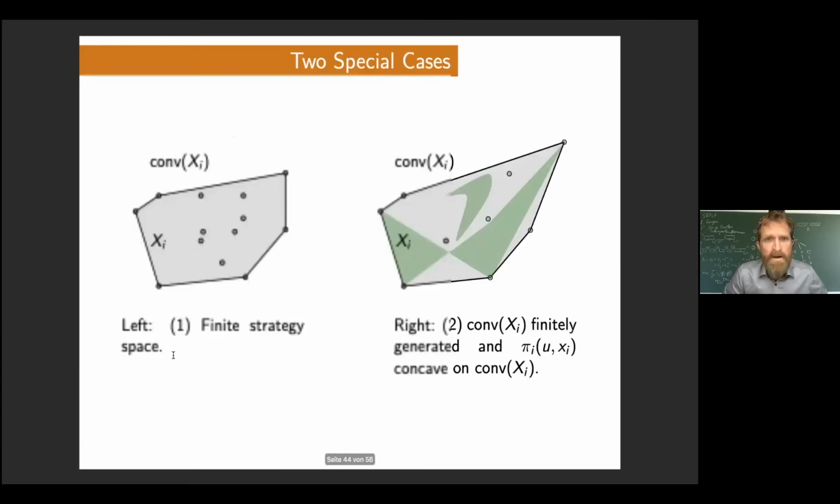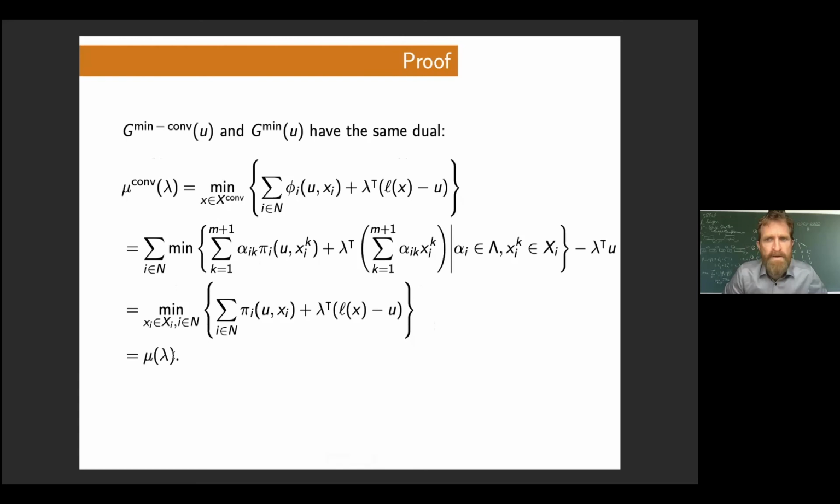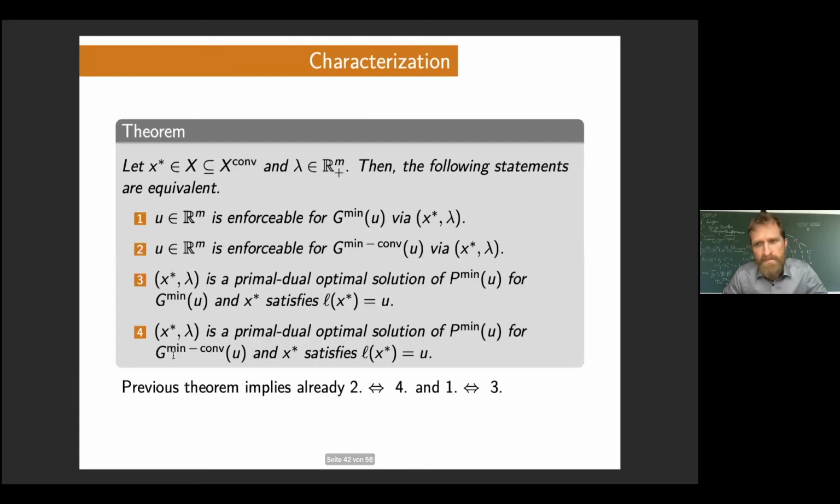So with this theorem, we connect an a priori non-convex model with a convexified model and have here a complete characterization of enforceability. Let's try to get our hands more into more structured problems.